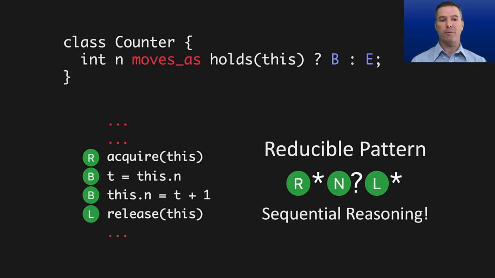Anchor's reduction-based reasoning is all driven by these moves-as synchronization specifications, which turn out to scale very nicely from simple synchronization disciplines like this one to much more complex synchronization disciplines like in FastTrack, simply by allowing nested conditionals and a rich language of conditional predicates.